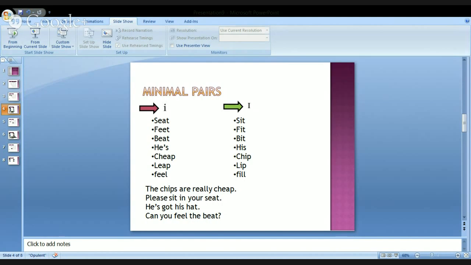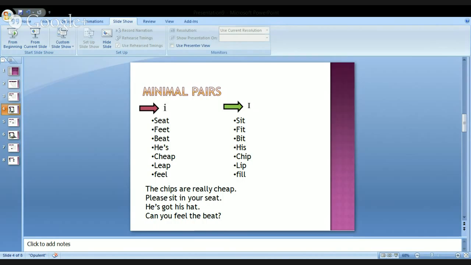Excellent. Okay, the next one, please sit in your seat. Okay, try to close your mouth a little bit more on this word sit. Please, sit. Sit in your seat. There you go. Excellent. Very good. Right, that was good.